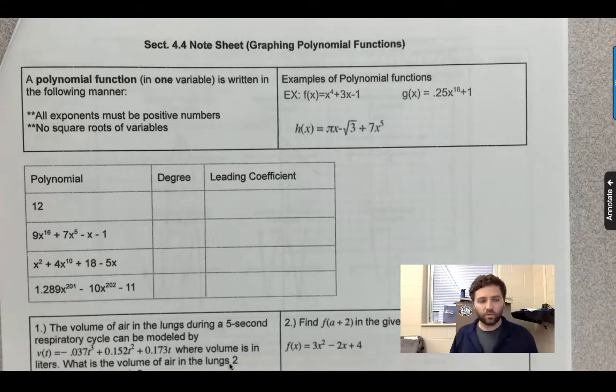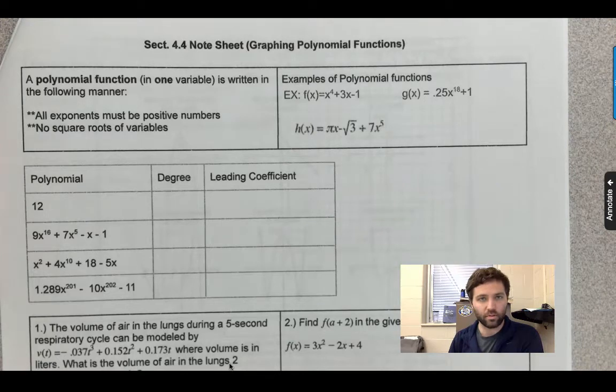Okay, section 4.4, we are going to be talking about graphing polynomial functions. Before we do that, it would be helpful probably to define what a polynomial function is. A polynomial function is only going to occur in one variable. So we have seen polynomials with x and y's, but that's no longer the case if we're trying to graph a polynomial. We need it in one variable. And it needs to be written in the following manner.